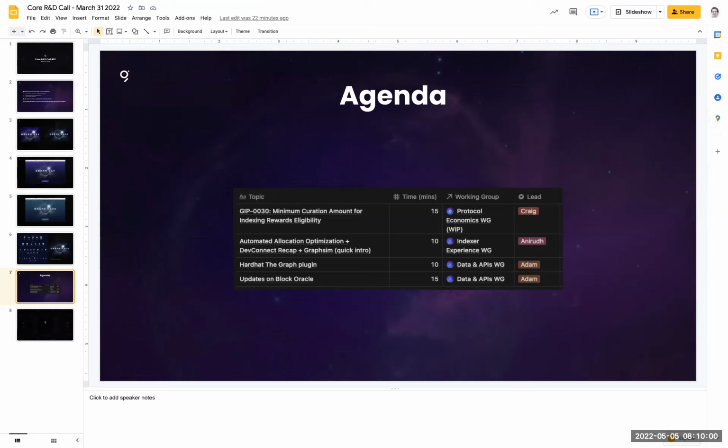And then to wrap up, we'll finish with the Data and APIs working group. Adam will walk us through the Hardhat plugin. We have a thread on our forum. I can also link it there for some context. This is in the works, and so we'll consider some updates here, as well as the block oracle, which is a pretty important one. That's the solution that will unlock multi-chain indexing rewards on the network. So that's it from my side.